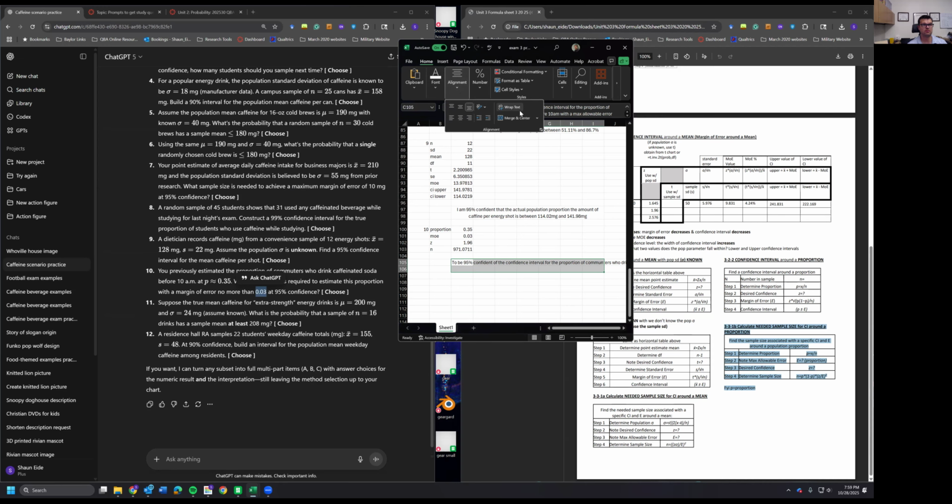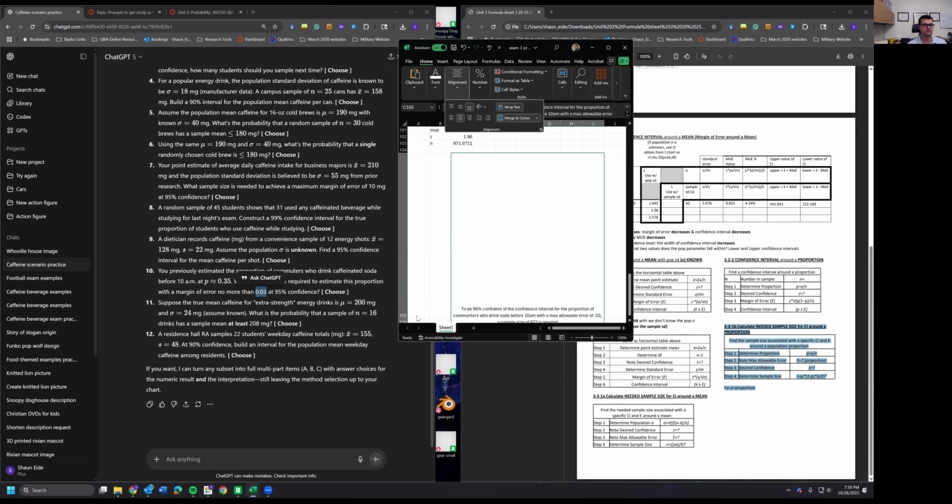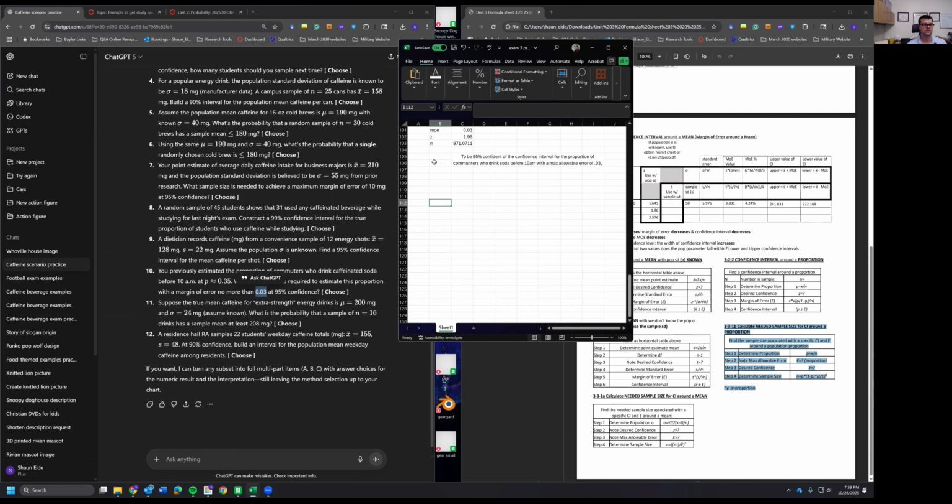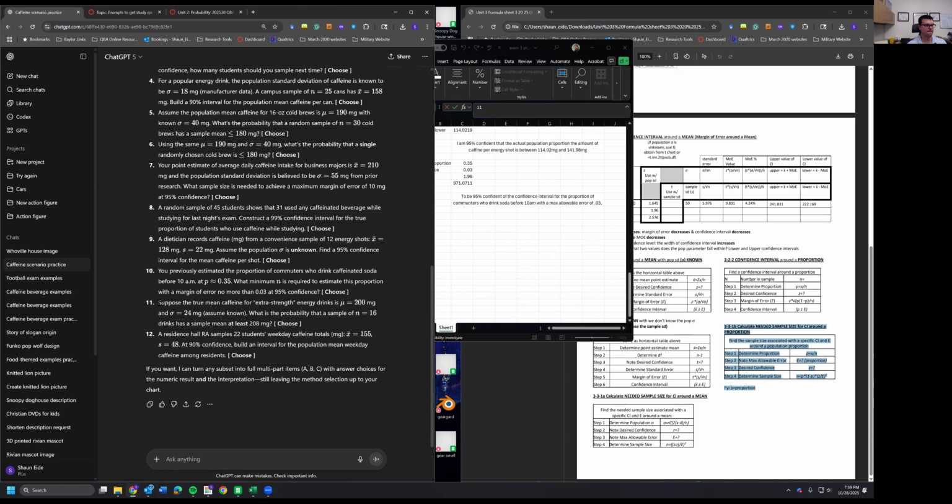So there we go. Next, 11. Okay. Suppose the true mean caffeine for extra strength energy drinks is 200 milligrams, and the population standard deviation is 24 milligrams. What is the probability that a single sample n equals 16 has a sample mean of at least 208 milligrams? Okay. So right here, once again, the keywords that we're looking for: proportion, mean, or probability.